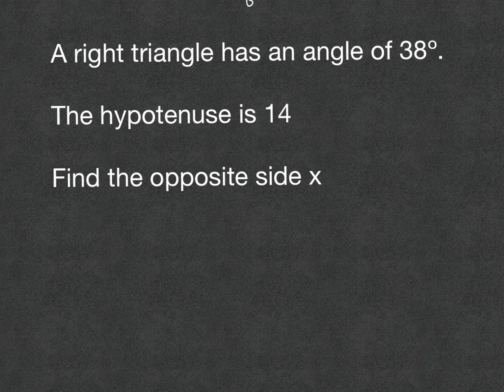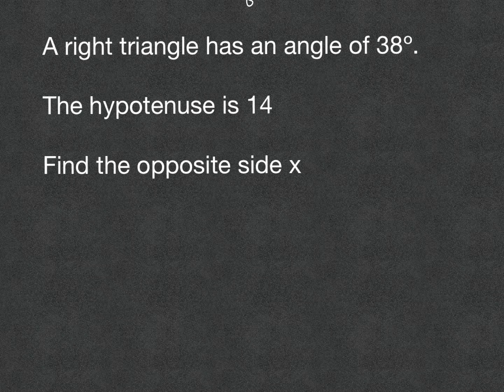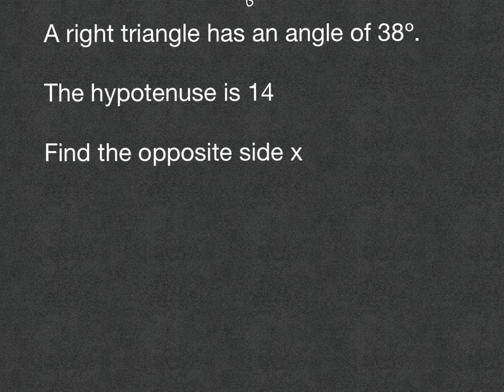Okay, here's our first example. A right triangle has an angle of 38 degrees. It has a hypotenuse. The hypotenuse is 14. Find the opposite side x. Let's go through all of this step by step. This is a little bit more difficult than my previous video. If you need to watch that to get the basics of SOH CAH TOA, go ahead and watch that because this is part 2.